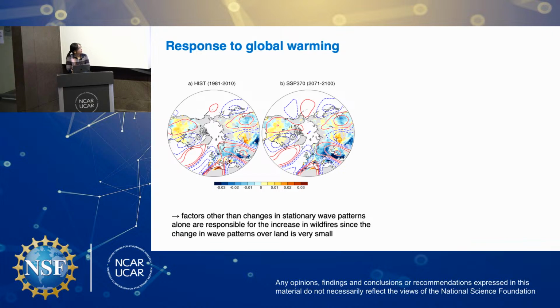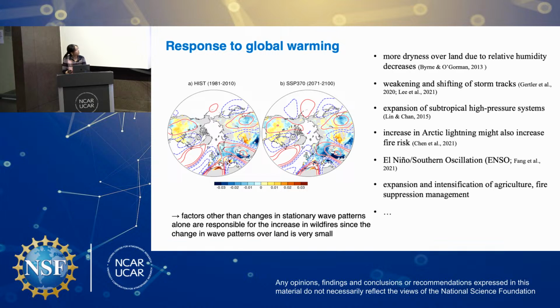So given the importance of the wave and also the fire, we try to see how it changed under global warming. So we repeat the analysis for the SVD patterns, but for the future scenarios. And as you can see, the fire somehow tends to increase, but the wave patterns look quite similar, at least over the land regions. So we think that some other factors may really contribute to the increase of the fire rather than the wave.